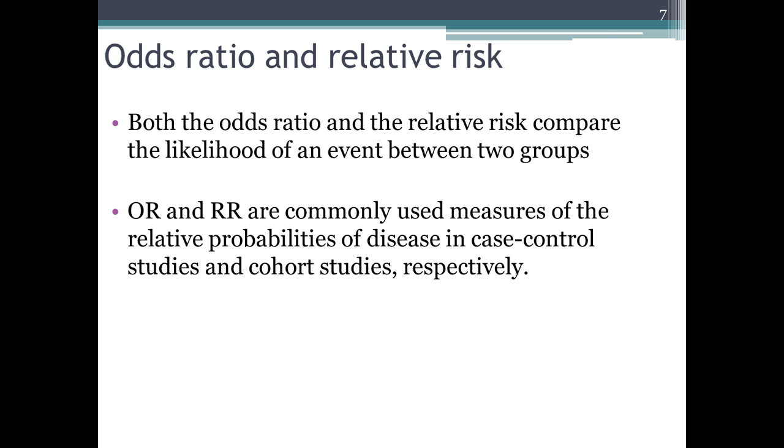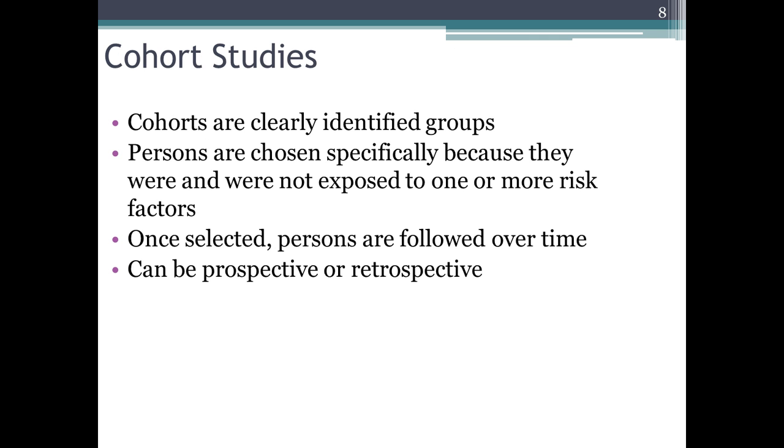Odds ratio and relative risk are your commonly used measures for relative probabilities. Again, this is probabilities. You're talking about a portion of a pie. In disease, probability of the disease in case control, so that's for odds ratio, and cohort studies, that's for your relative risk. So what is a cohort study, or what are cohort studies?